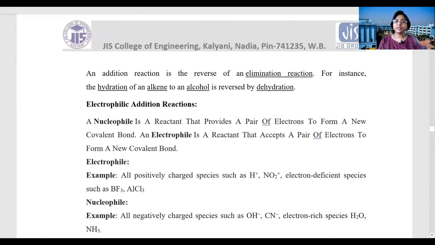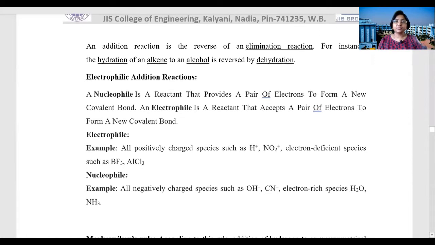An addition reaction is the reverse of an elimination reaction. For instance, the hydration of an alkene to an alcohol is reversed by dehydration. So you know the definitions, like what is an electrophile and what is a nucleophile. Still, I am telling the definition again, so it will be easier to understand electrophilic addition.